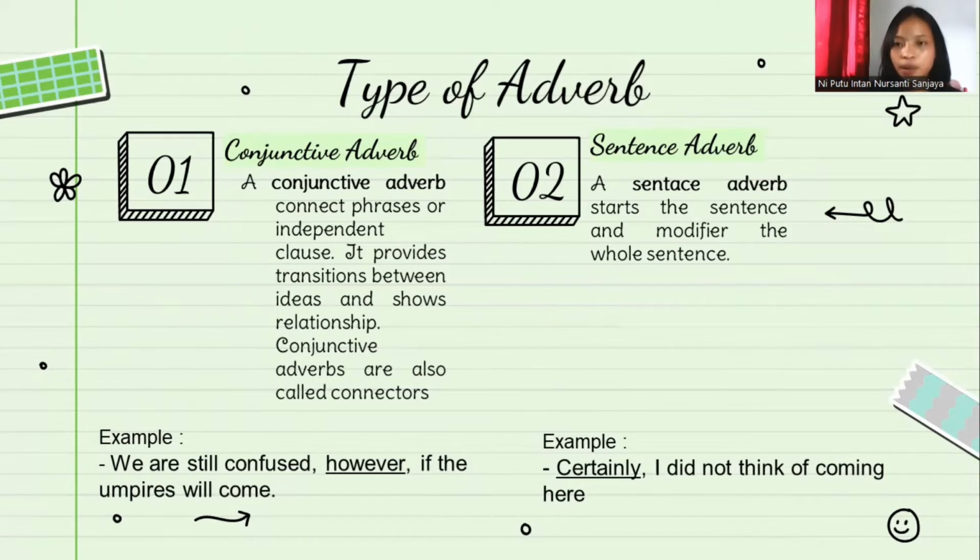Okay, the second one is sentence adverb. A sentence adverb starts the sentence and modifies the whole sentence. For the example, you can look at my screen. Okay, next.